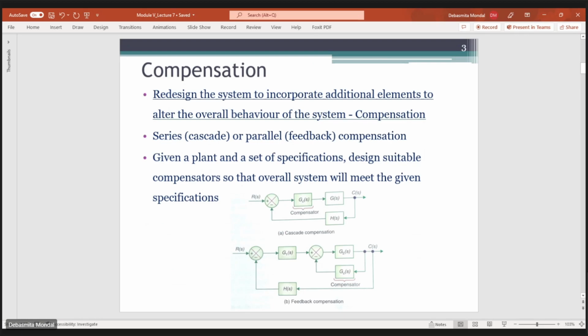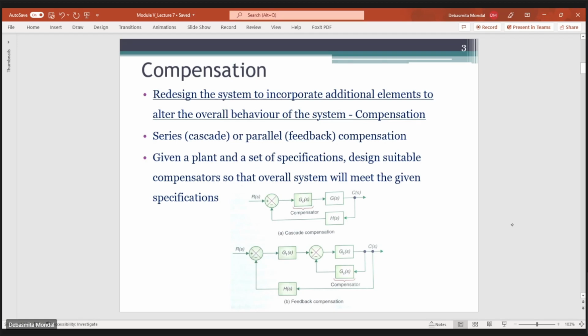So the basic definition of compensation is that we have to redesign the system in order to incorporate additional elements, and the incorporation of those additional elements will alter the overall behavior or the overall output generated from the system. Here in this figure, this is a compensator we have added. This is basically a negative feedback closed loop system. We have added a compensator before the plant. You can also have a controller in between the compensator and the plant.